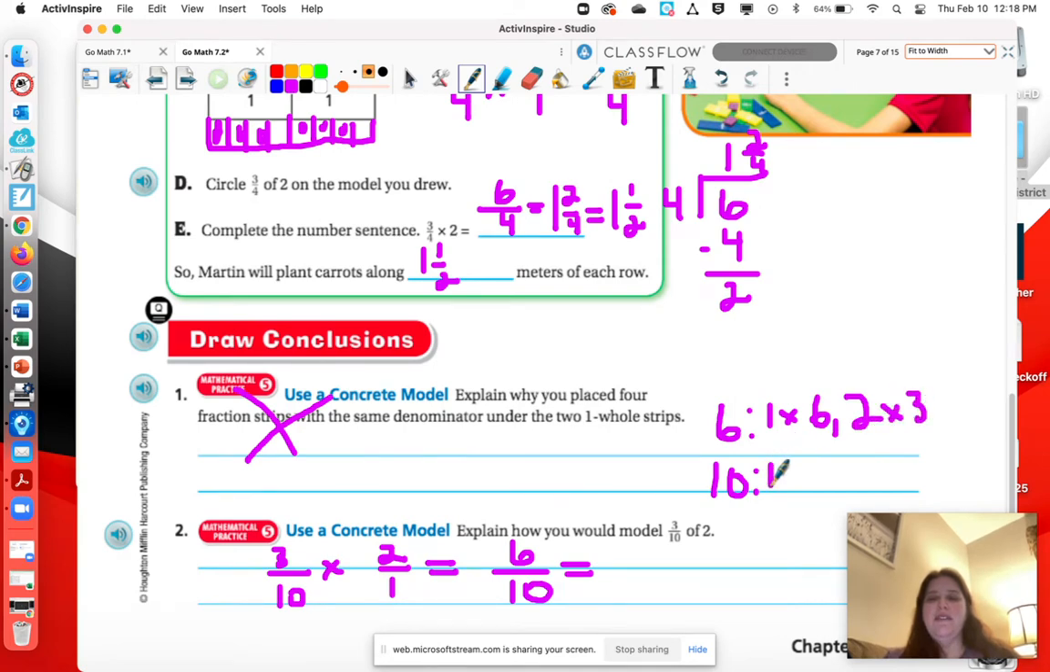And for 10, it's 1 times 10, and 2 times 5. And we have to find the biggest number that matches, which in this case is 2. So we can divide these by 2. Now this time we are using that form of 1 because we don't want to change our answer. We just are going to simplify it. So this would be 3/5 as my best answer.